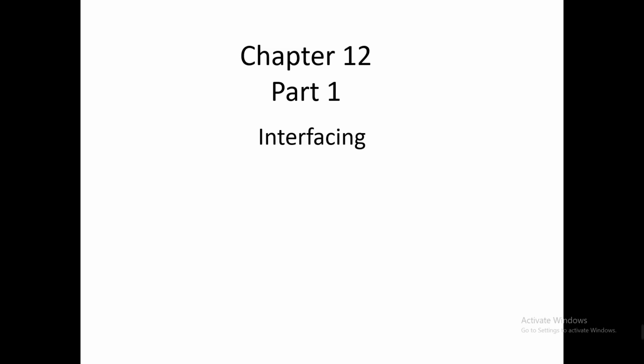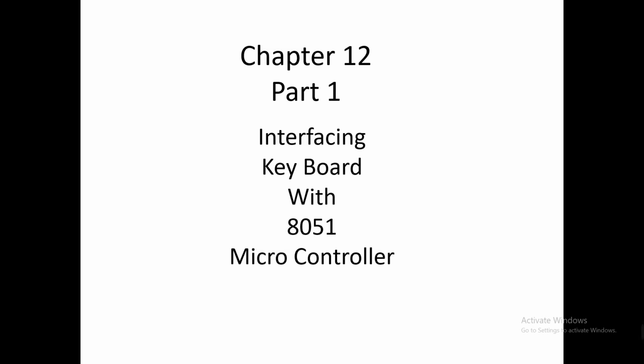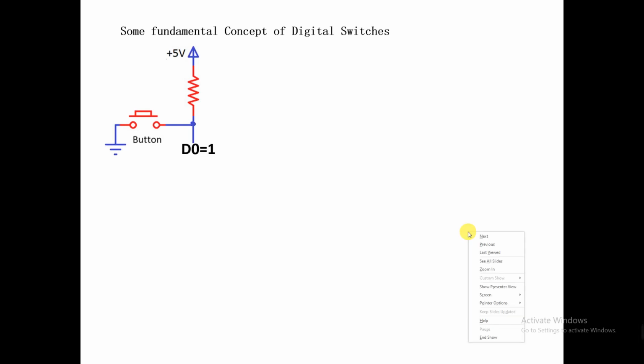So this part, chapter 12, is about the interfacing, and we will interface first the keyboard with the microcontroller. So this topic is part one, interfacing keyboard with 8051 microcontroller. Before going ahead, some fundamental concepts of digital switches. I assume you all know about this, but we must go through this basic understanding of the switches.